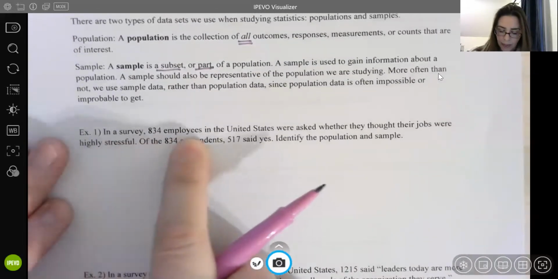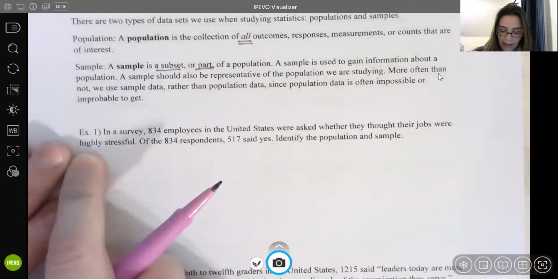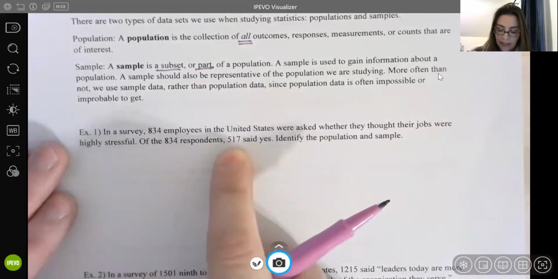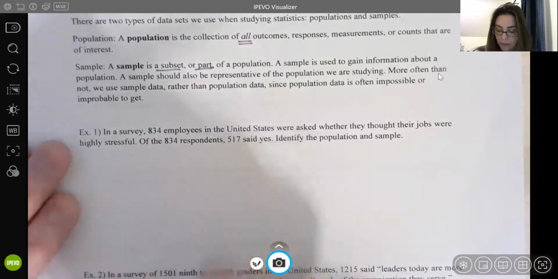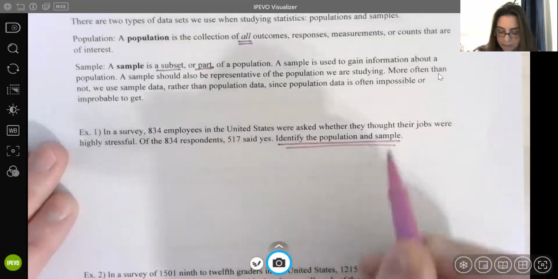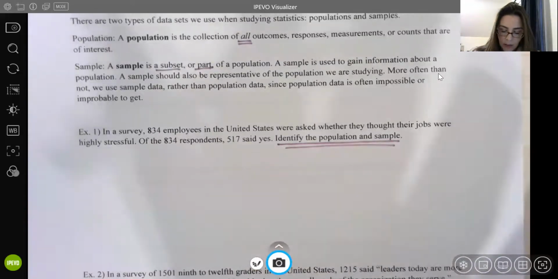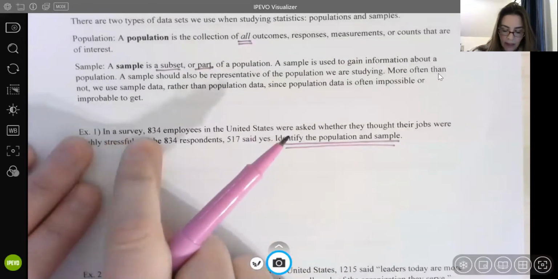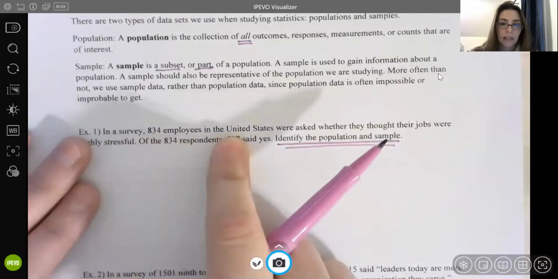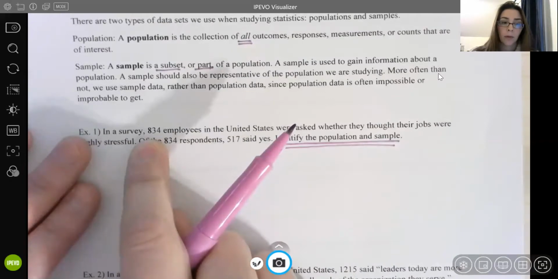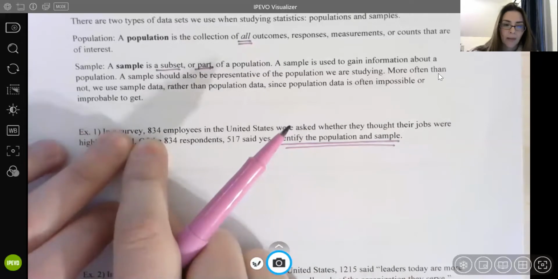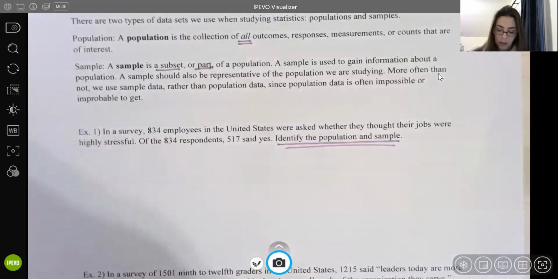So 834 employees in the United States were asked whether they thought their jobs were highly stressful. And of the 834, 517 said yes, their job was highly stressful. So our goal here is just to identify what the population is and what the sample is. Now, think about what's going on here. We surveyed 834 employees. Obviously the United States is very large and we have many more employees than just 834. So this could not be a population, right? This has to be a subset of that population.